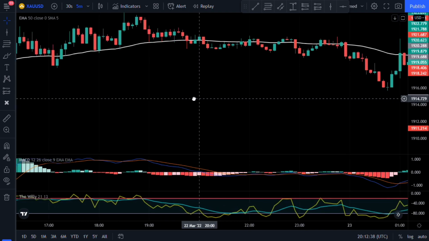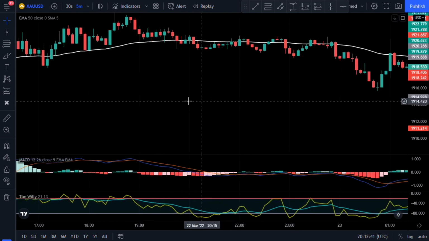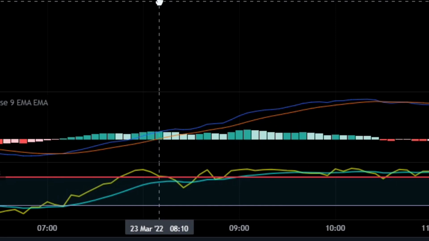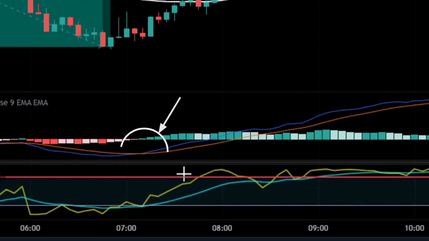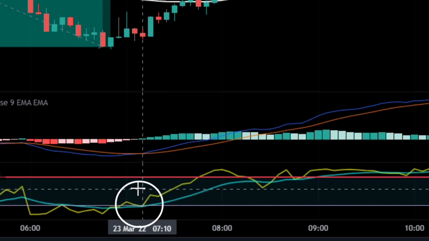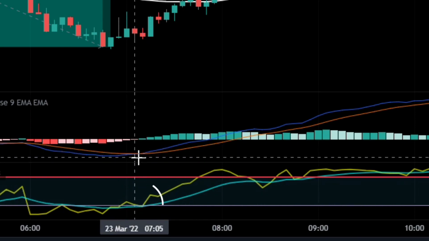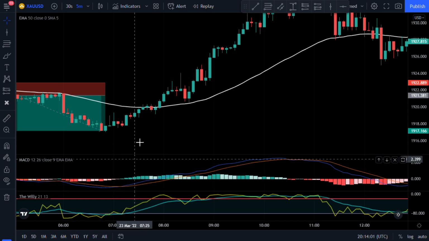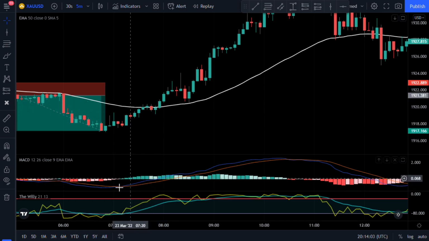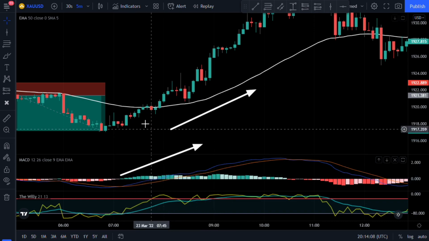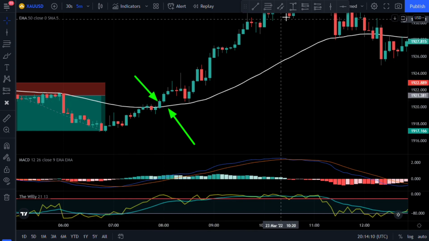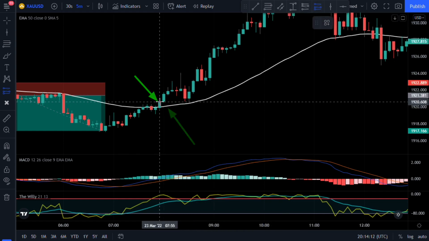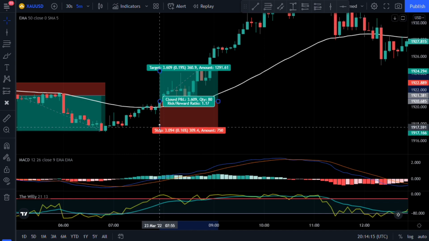I will briefly explain how to get a signal from the strategy. Each time the blue MACD line crossed the orange line, and the MACD histogram bar was green, and at the same time the yellow line of the Williams indicator crossed the blue line upwards, there are two conditions for the buy signal. We get the last condition signal from the EMA indicator. Whenever the price was above the EMA line, and the EMA line had an upward slope, then it confirms the third condition for entering the buy trade.